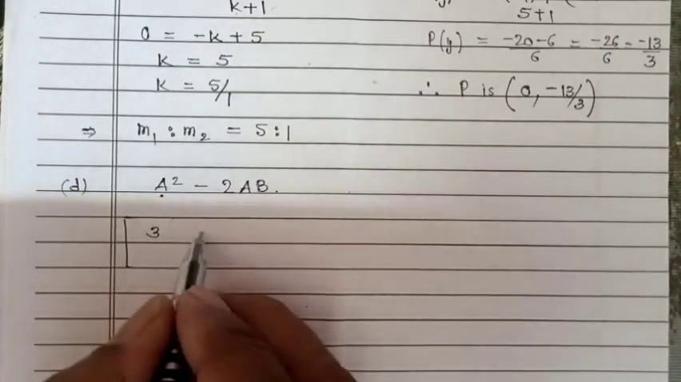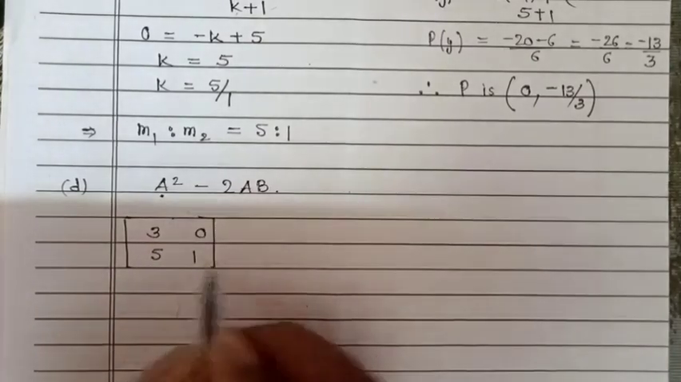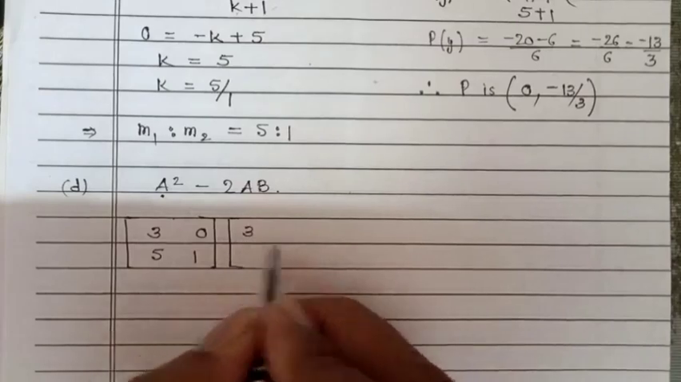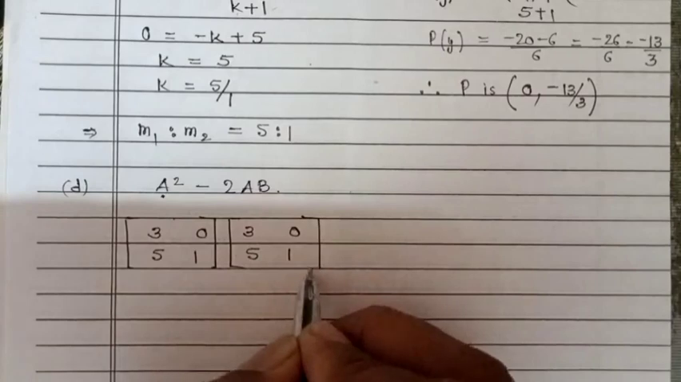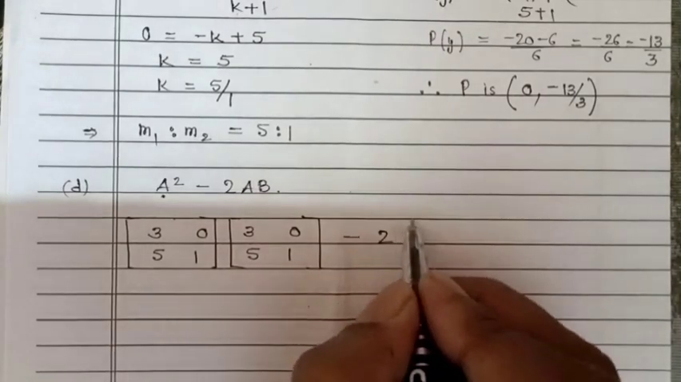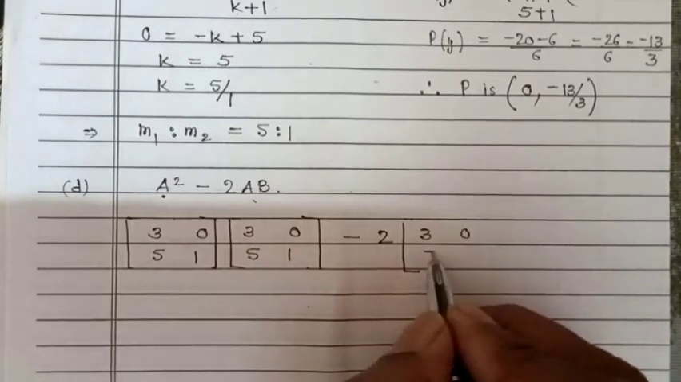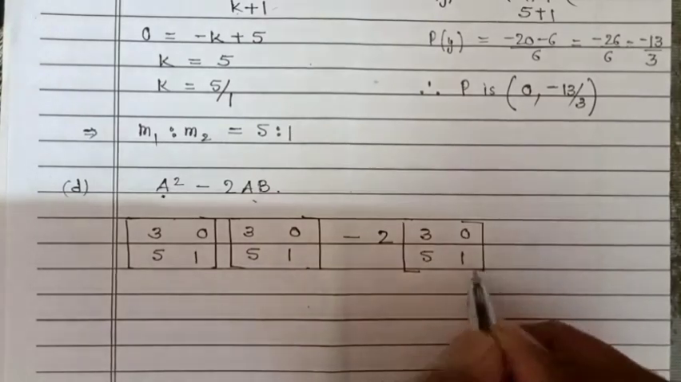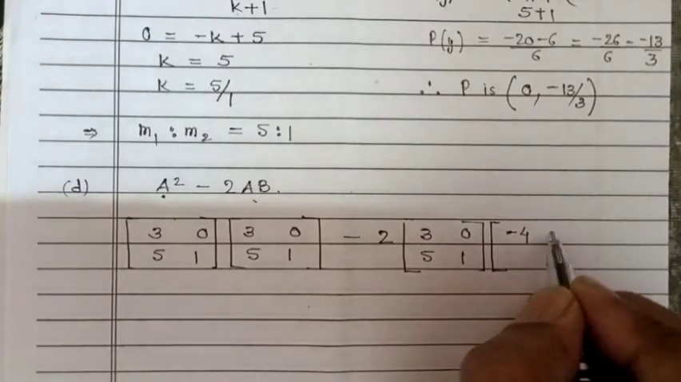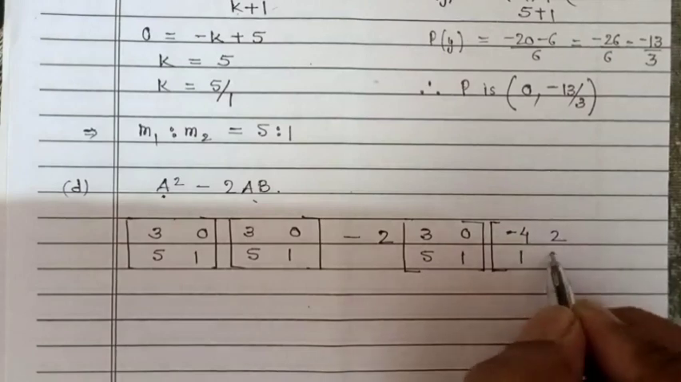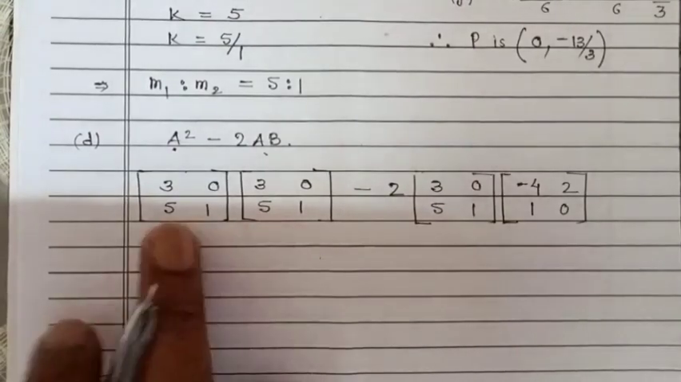So matrix A is 3 0 5 1, multiplied by 3 0 5 1, minus twice A into B. A is 3 0 5 1, multiplied by B. B is minus 4 2 1 0. Okay, now we will find A into A.